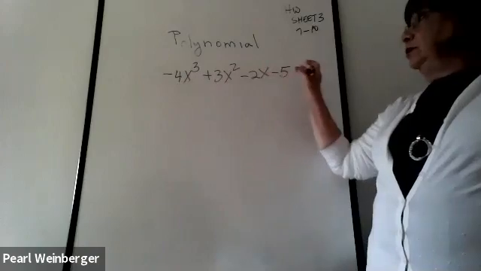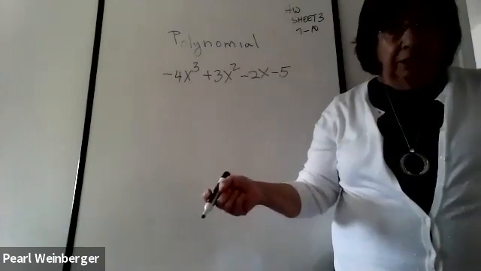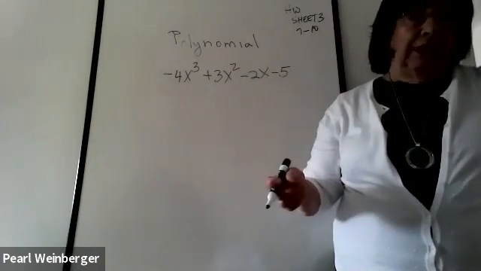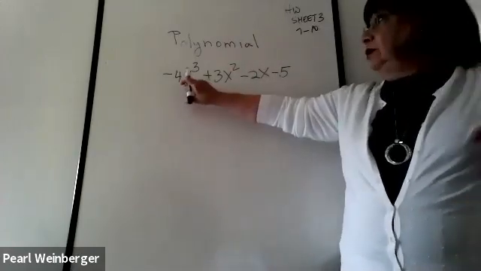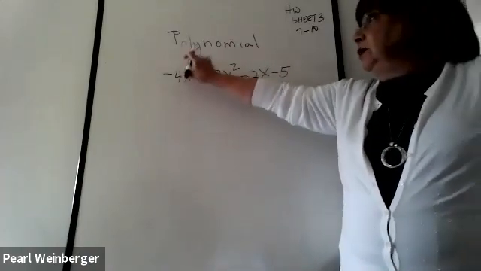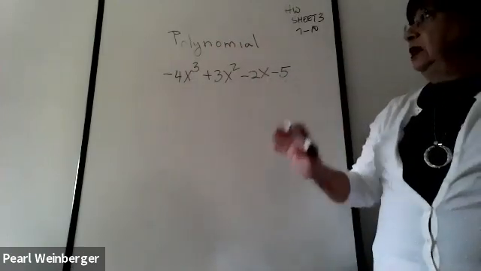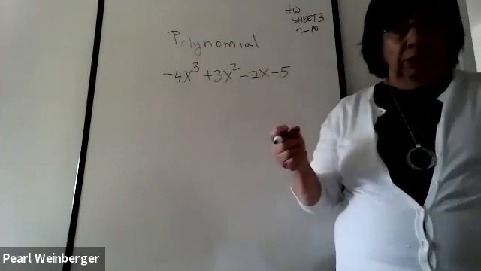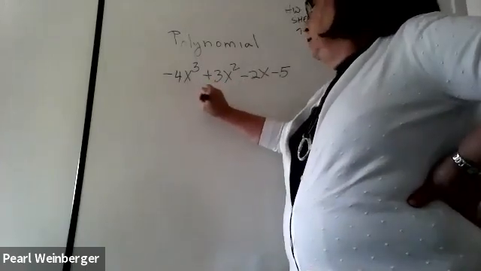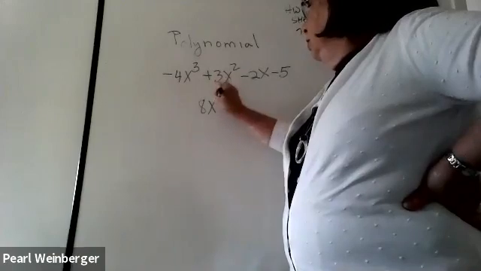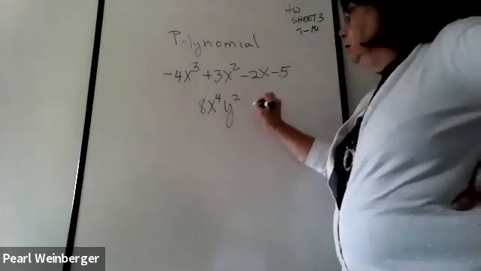And notice none of these terms are like terms, because in order to be like terms, the letters have to be the same and the exponents on the letters have to be the same. The variables with their exponents have to be identical. And even though these are all with x's, this one has an exponent of 3 and this one has an exponent of 2. They are not like terms. If you have just one term, for example, something like this, 8x fourth y squared would be a monomial.